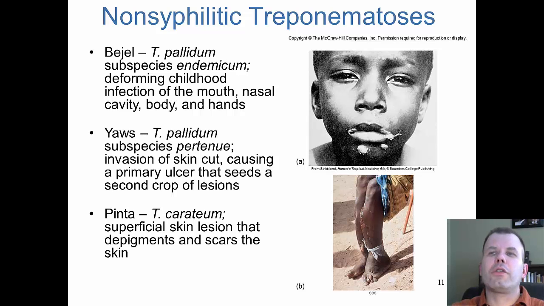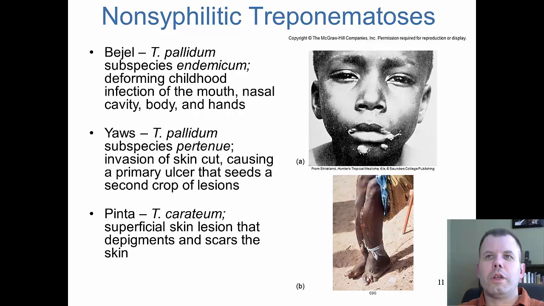All right. Now, some other types of non-syphilitic treponemosis include Bejel, which is Treponema pallidum, but a subspecies that causes a deforming childhood infection of the mouth, nasal cavity, body, and hands. This is one that normally grows in the oral cavity of some people, and again can be spread through kissing, saliva, and other types of body secretions being passed around.